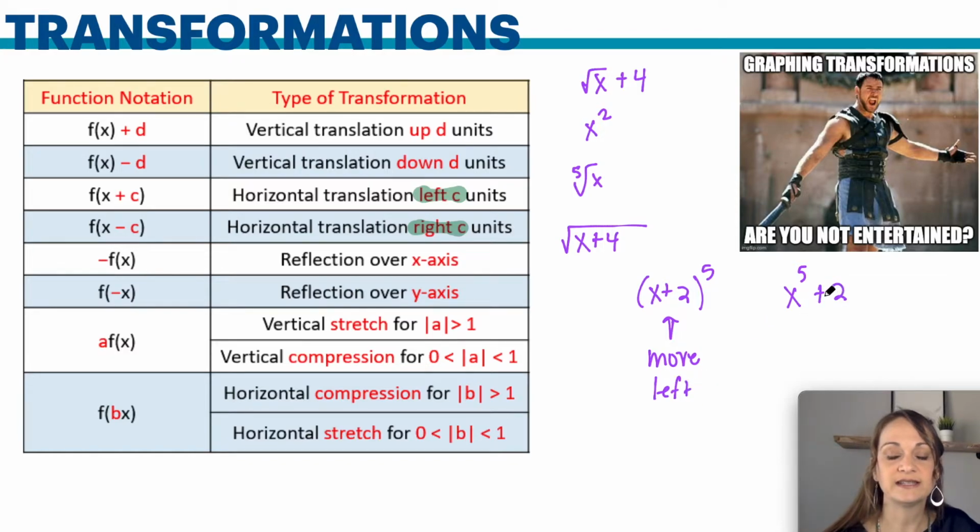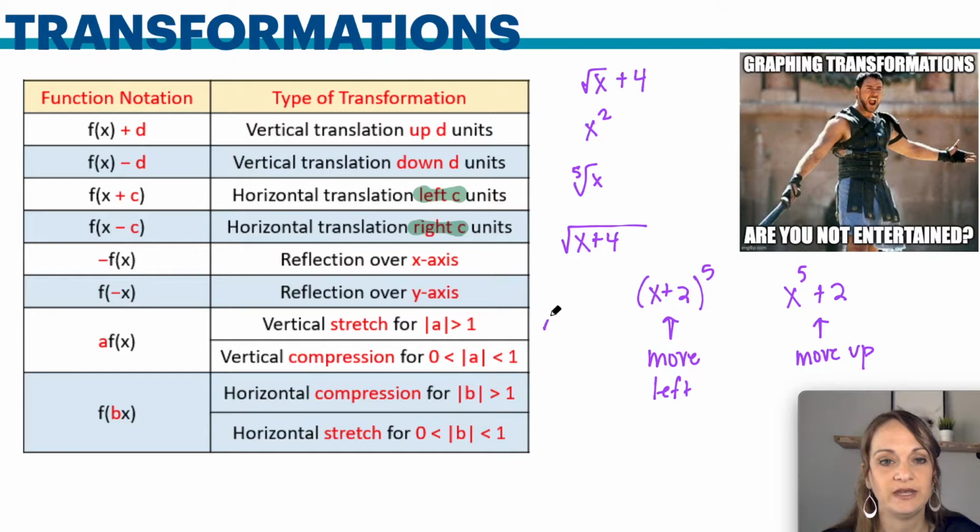Here, the number is on the outside of the function. If you notice, the function is raised to the fifth, and the 2 is on the outside of that. So in this case, you would move it up. So do you see the difference between when the number is attached to the x and when a number is on the outside of the entire function? Now, if you have a negative that is on the outside of the square root, it reflects. Basically, you flip it vertically.